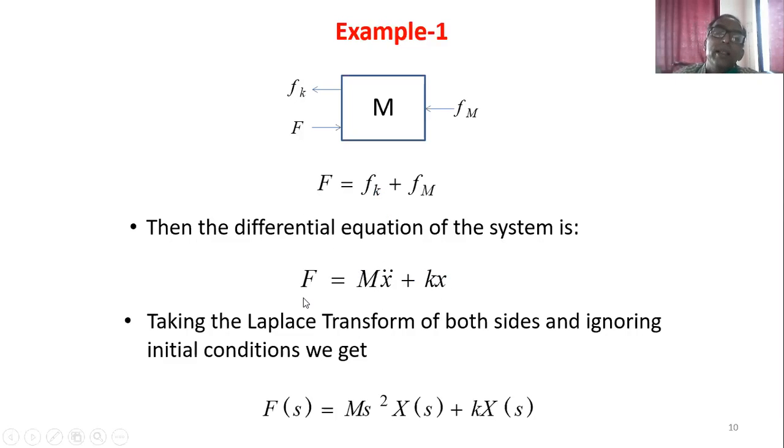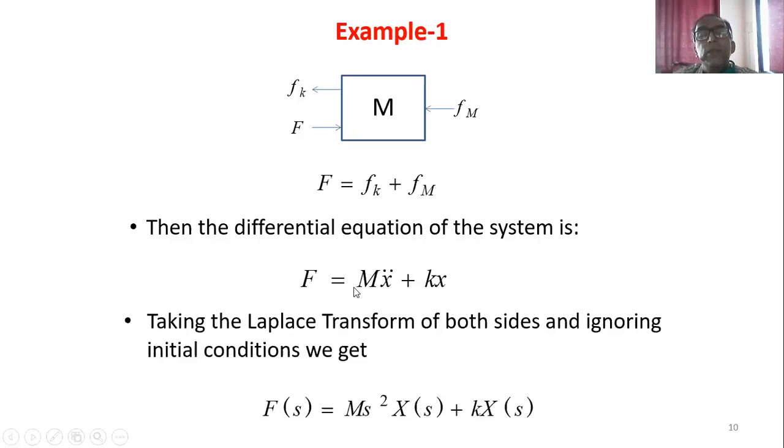So this is the differential equation for this spring mass system. How is it written? F is equal to M into d2x by dt squared plus kx. It's a second order time dependent linear differential equation with constant coefficients. Mass M and stiffness K are the constant coefficients. Taking the Laplace transform, now I convert.